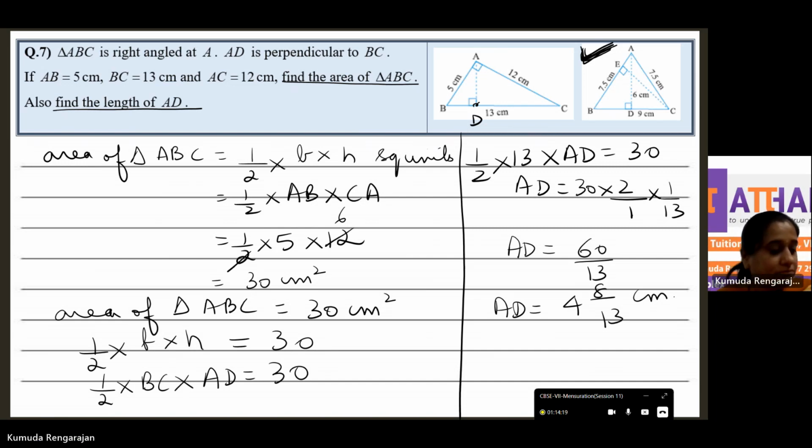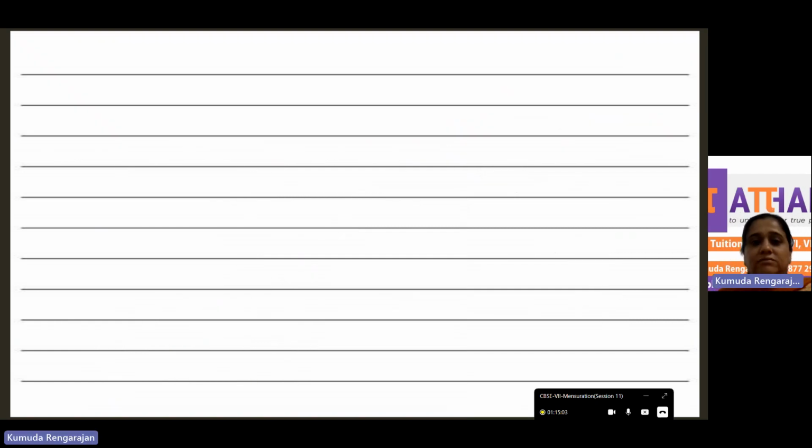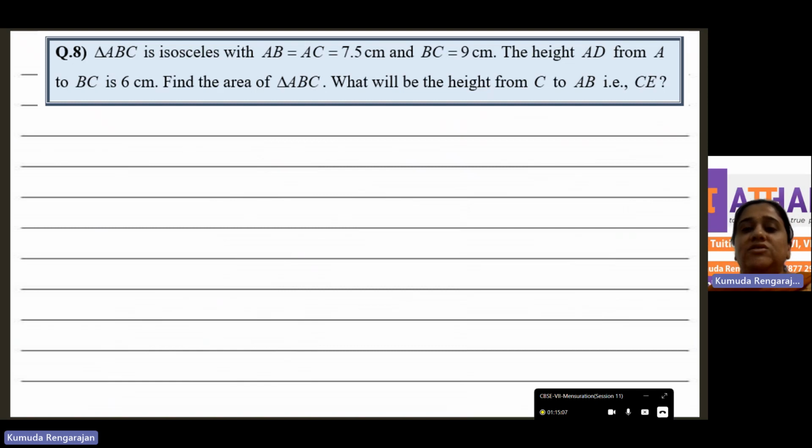Quickly, children. Done. Yeah, done. This is the question. That's a diagram. This is the question. Write down this question.